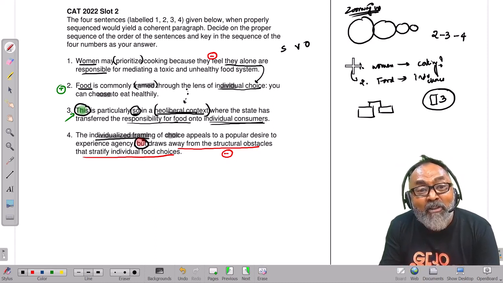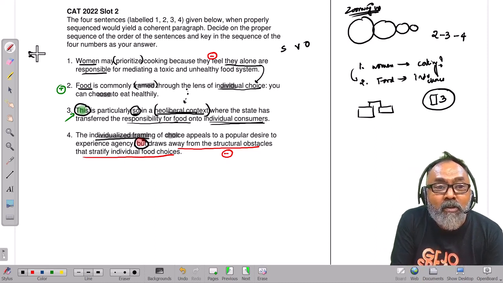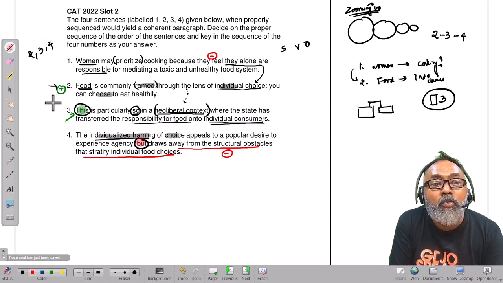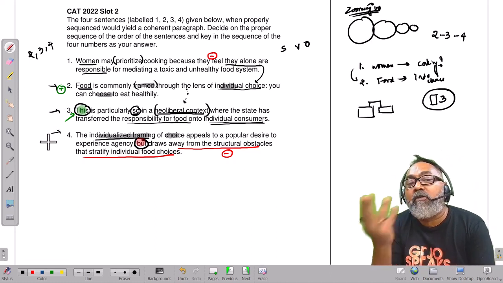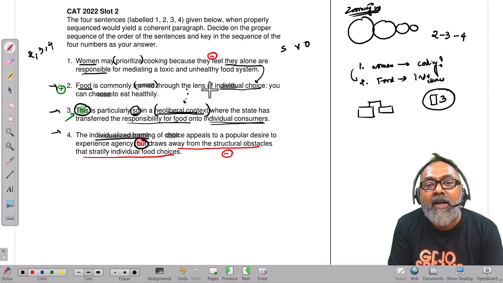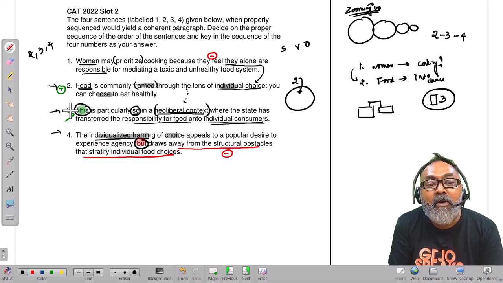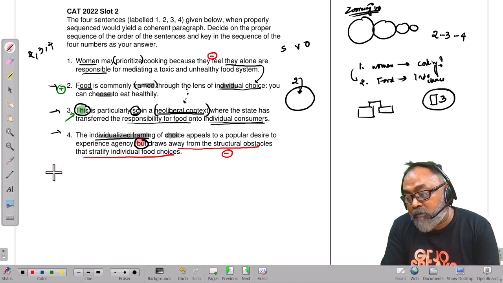Okay, that doesn't make any sense, because when you look at sentences 2, 3, and 4, which is the broadest of the sentences? Clearly 2. Food is commonly framed through the lens of individual choice. You can choose to eat healthy. That is the broadest of the sentences. Okay, between 3 and 4, which is broader?